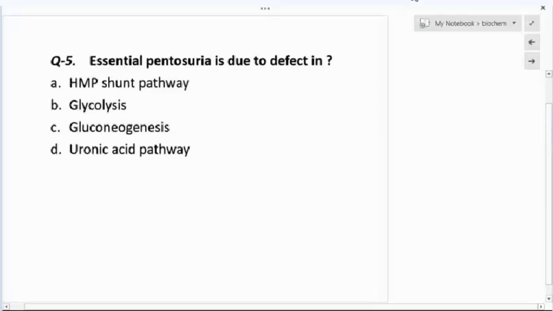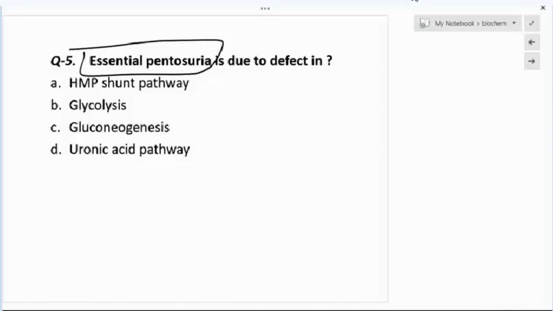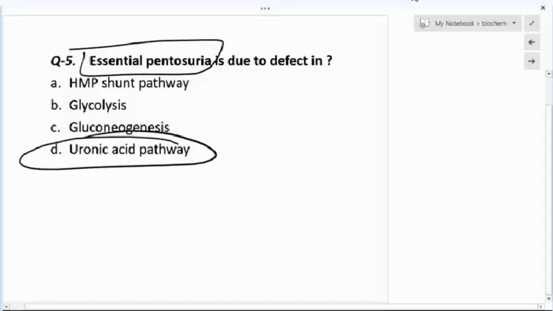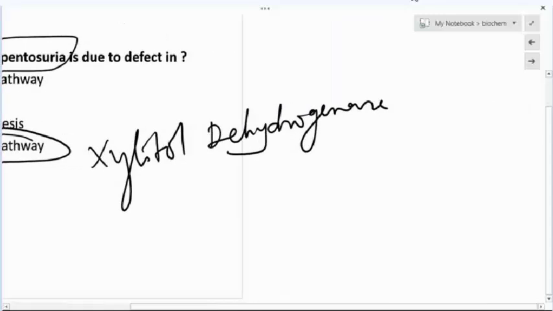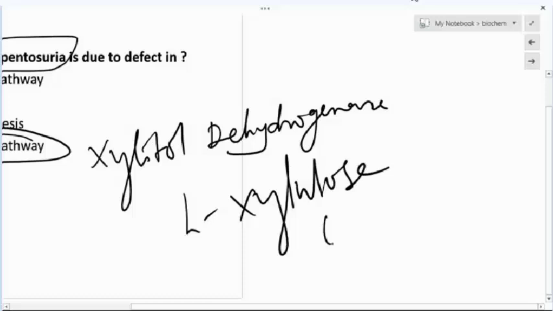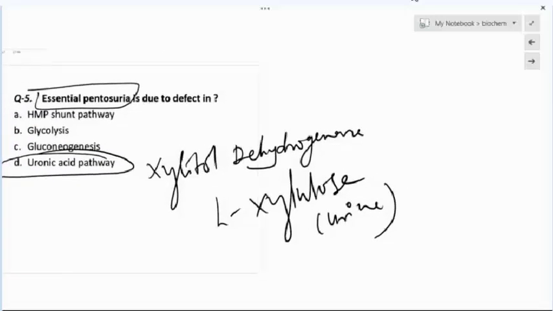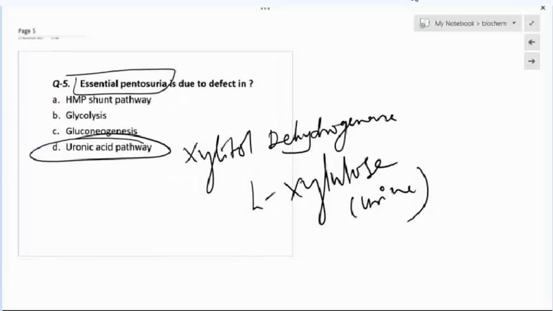Next question is talking to you about essential pentosuria, and you remember it's a benign disorder, but for your questions it's actually a very important question. Essential pentosuria is actually associated with uronic acid pathway, where the enzyme xylitol dehydrogenase deficiency is seen to be associated with excretion of L-xylulose in the urine. When the L-xylulose starts coming out in the urine, it's going to be pentosuria. So this xylitol dehydrogenase enzyme deficiency in uronic acid pathway leads to pentosuria.